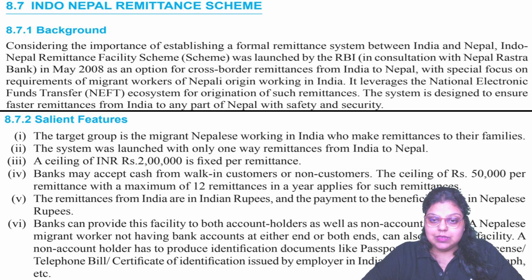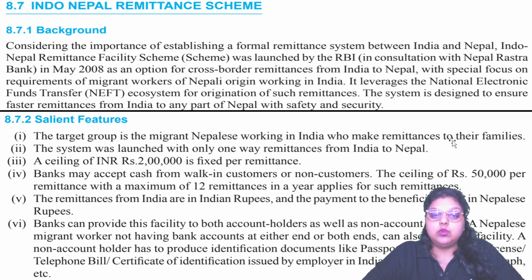The Indo-Nepal remittance facility is there, which is a one-sided facility. From India to Nepal, funds can be transferred by migrant Nepalis who are working in India but want to transfer their funds to their family who is living in Nepal. So this was introduced in May 2008 as an option for cross-border remittance from India to Nepal, with a special focus on the requirements of migrant workers of Nepali origin who are working in India. So the target group is the migrant Nepalis who are working in India who make remittances to their families. The system was launched with only one-way remittance from India to Nepal. No Nepal to India transfers are allowed.